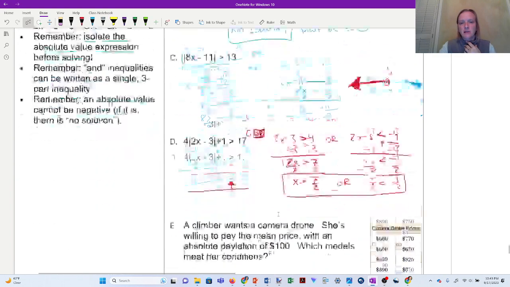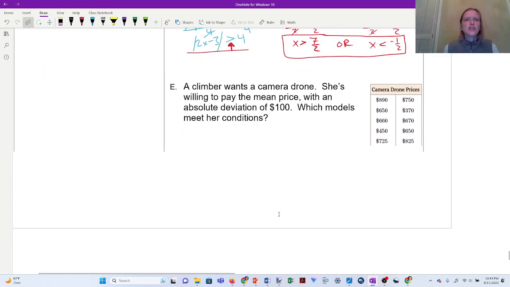In this example, she's willing to pay the mean price, the average price, with a certain deviation. So she doesn't want a super cheap model or a super expensive model. She kind of wants a mid-range model. So which models meet her conditions?